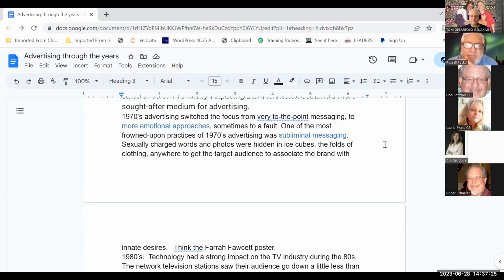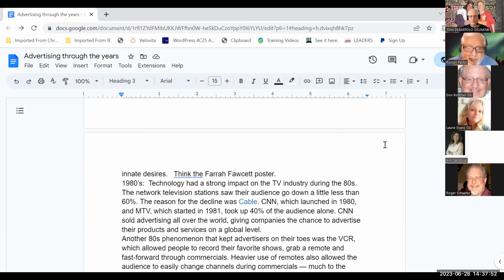The 1970s advertising switched the focus from very to the point messaging to more emotional approaches, sometimes to a fault. One of the most frowned upon practices of the 1970s advertising was subliminal messaging. Sexually charged words and photos were hidden in ice cubes, the folds of clothing, anywhere to get the target audience to associate the brand with innate desires.